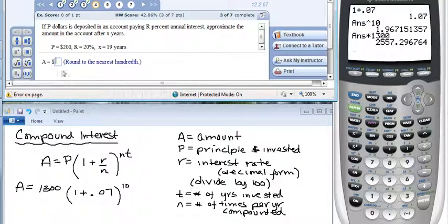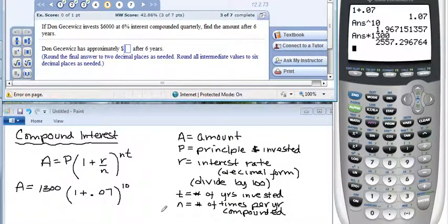Same thing here. We're going to invest $200, so that's what goes here. We have an annual interest, so N is 1 again. We have 20%, which is 0.2, and your time is 19 years, and you just calculate it out.